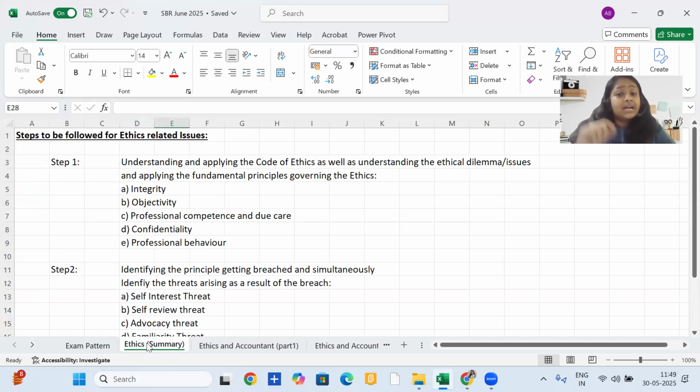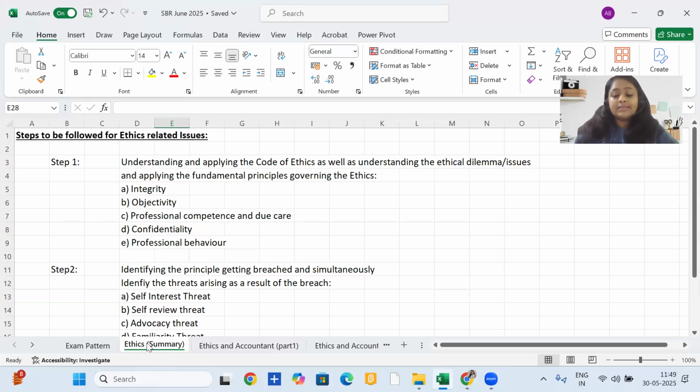If any of these are breached, you have to identify that in a question. The next step is to identify the related threats. Due to the breach of these principles, what are the related threats? For example, there is a self-interest threat. If I say there is a confidentiality breach, it automatically leads to a self-interest threat, right? Then the self-review threat. That means you're using the work that you or others have done in the past without checking it or making the changes that should be made in accordance with the current situation. That's a very big threat.